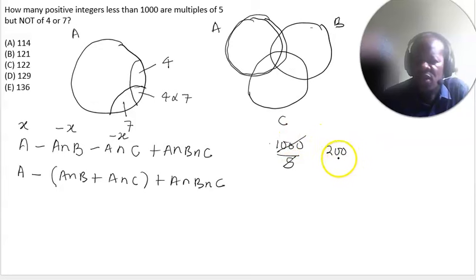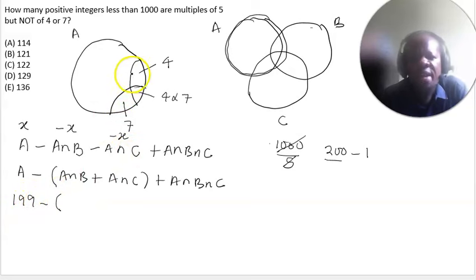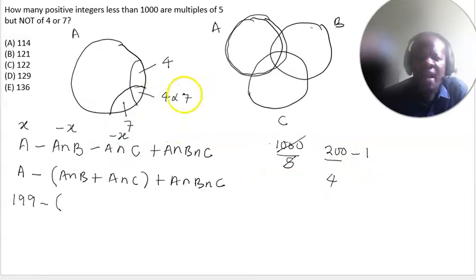Remember, among these 200 items, we have a multiple of 1000, so we remove 1. So this becomes 199. Now, A intersection B. A intersection B means multiples of 4. But we are not talking about multiples of 4. We are talking about, among the multiples of 5, the ones that are divisible by 4.